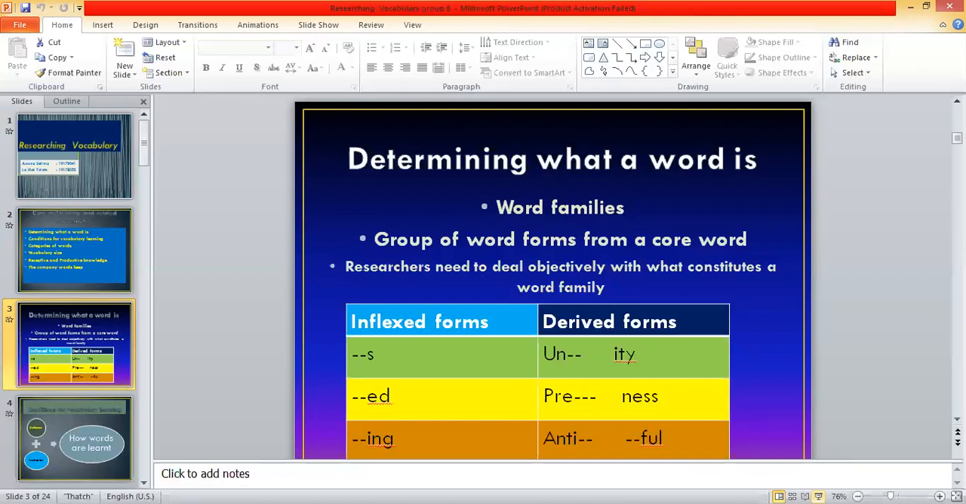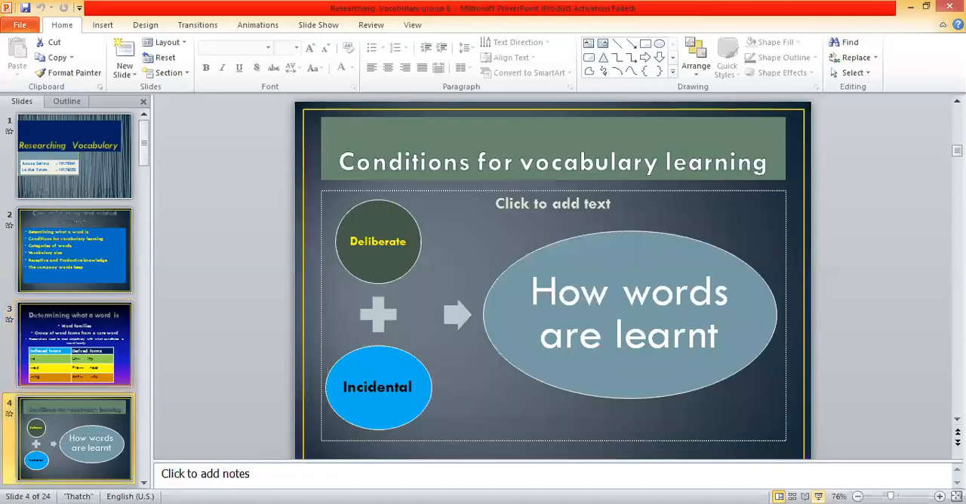We have two. That means how we notice the words, like the -ed form, -ing, right? And the other form, like suffixes and prefixes. This is the way the learners recognize the word when they actually use it. This is the word family example.